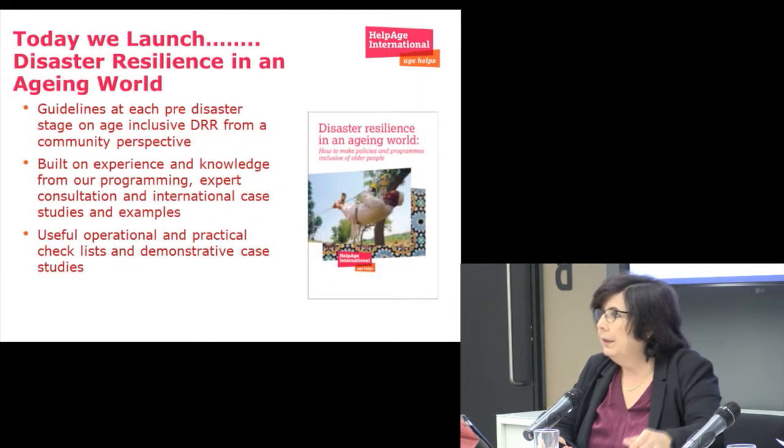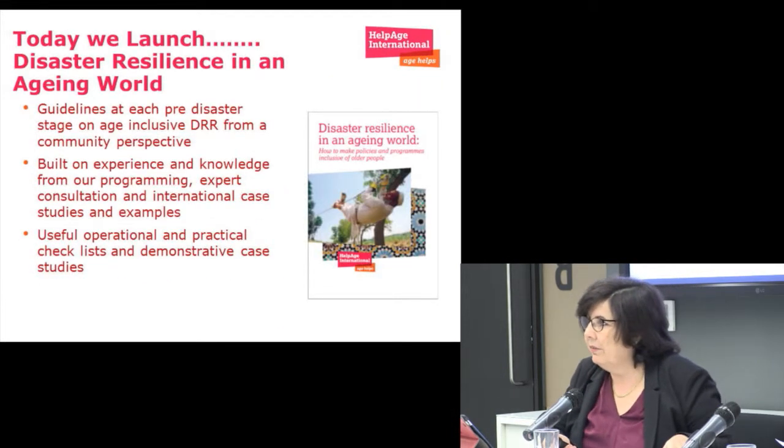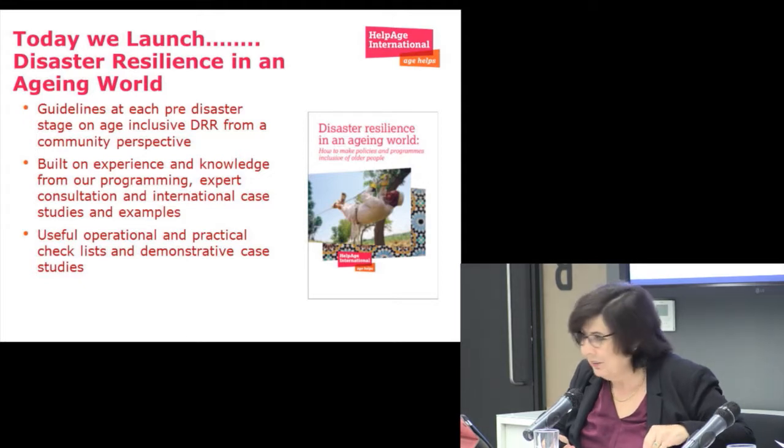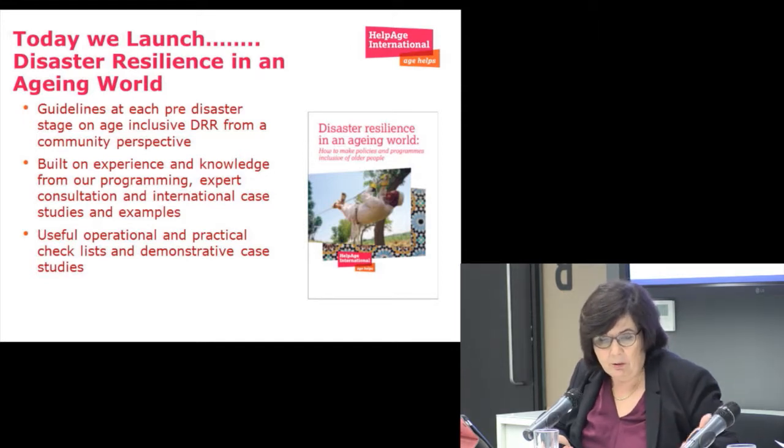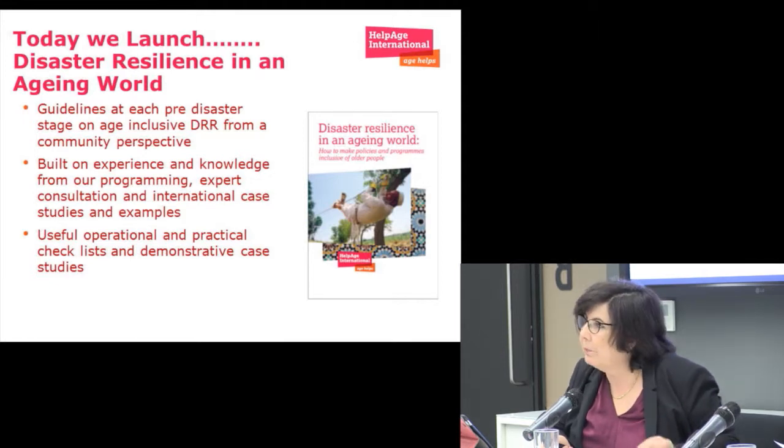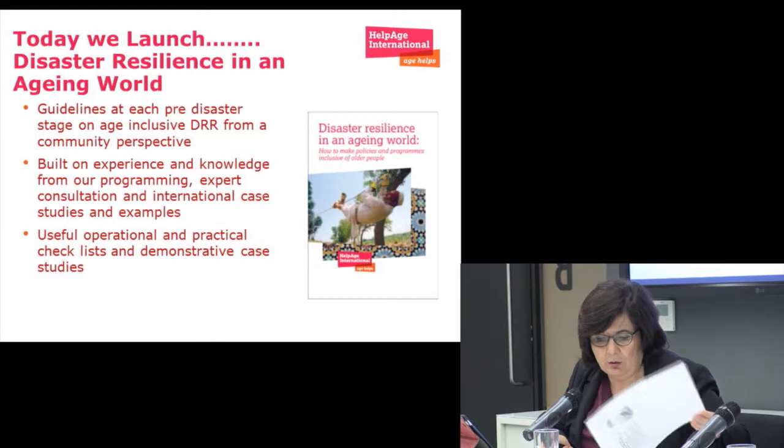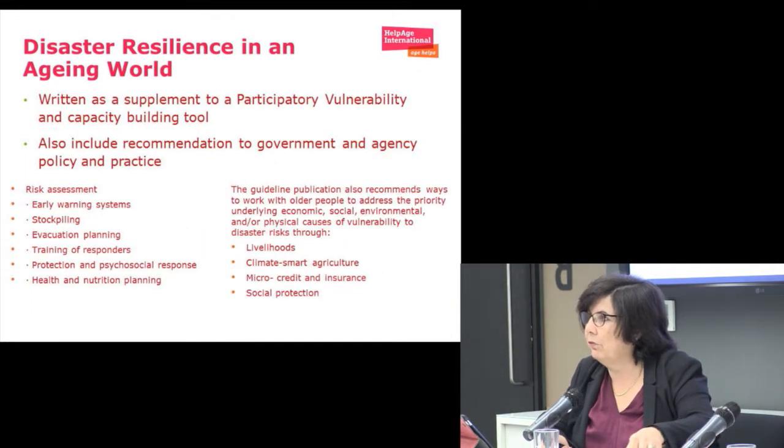So these are the guidelines, and you have them on your seat there. They provide the background in terms of the knowledge, experience and evidence that exist, and they provide a practical checklist of how to take this forward.